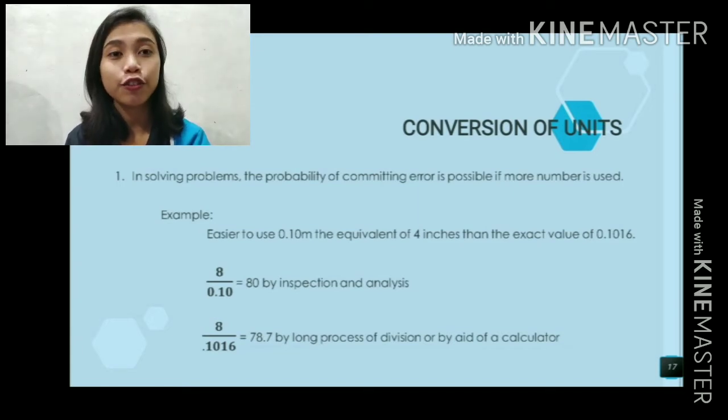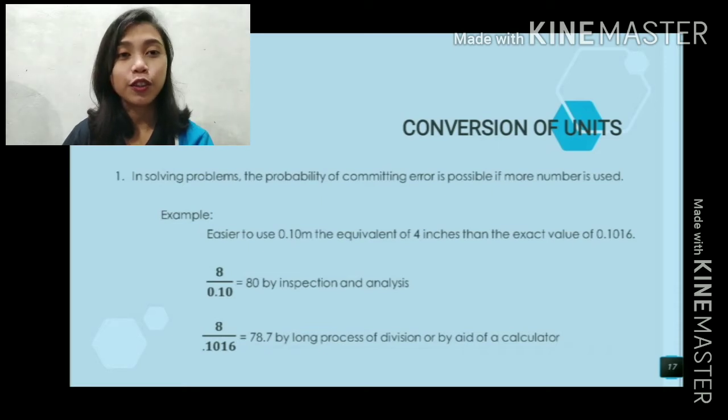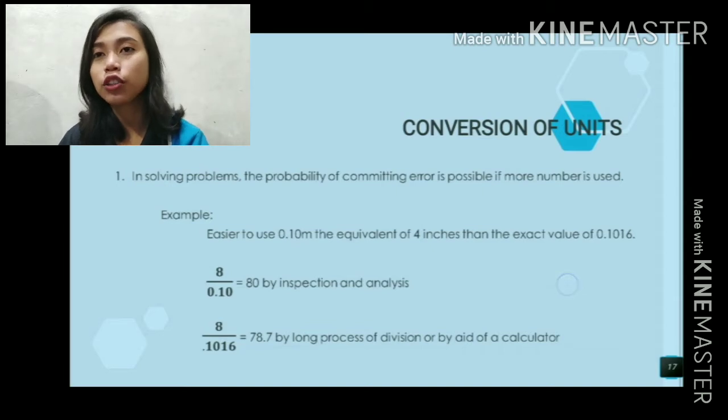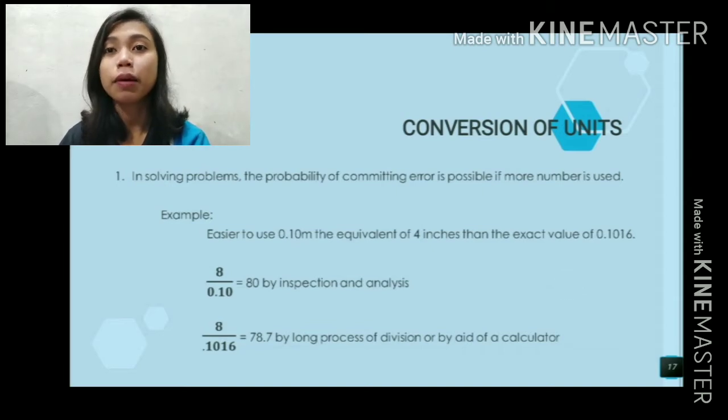In the conversion of units, it could be done by multiplication or by division. In here, you'll divide 8 by 0.10 meters, which is the approximate value of 4 inches. So it is equal to 80 by inspection and analysis.